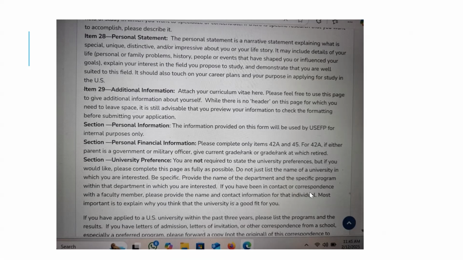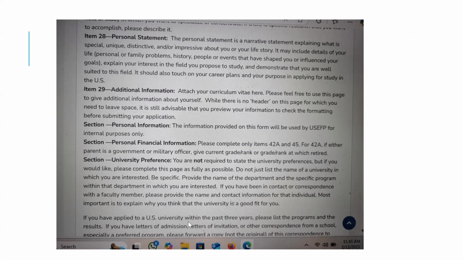If you have been in contact or correspondence with a faculty member, please provide the name and contact information for that individual. Most important is to explain why you think that the university is a good fit for you. So you don't just give the name of the university and department, you also let them know why you think this university or this program is a good fit for you, why you are a good candidate for this program.